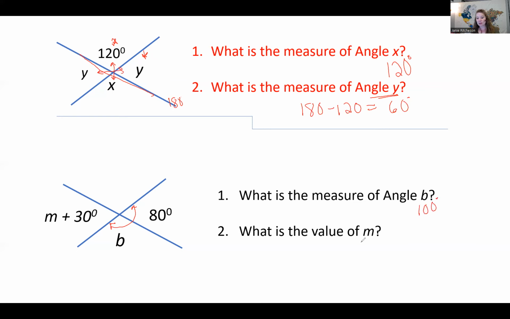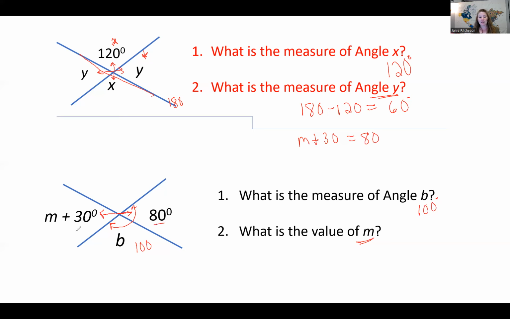And then here's, I guess, the one I wanted to make sure I got to. What is the value of M? Well, a couple of different things we could do. We would know that 100 degrees plus this angle has to be 180 total, right? The other thing that we know is that the angle that measures 80 degrees is vertical to M plus 30, which means they're equal. So in order to solve for M, I'm going to set M plus 30 equal to 80 degrees. They're vertical, which means they're equal.